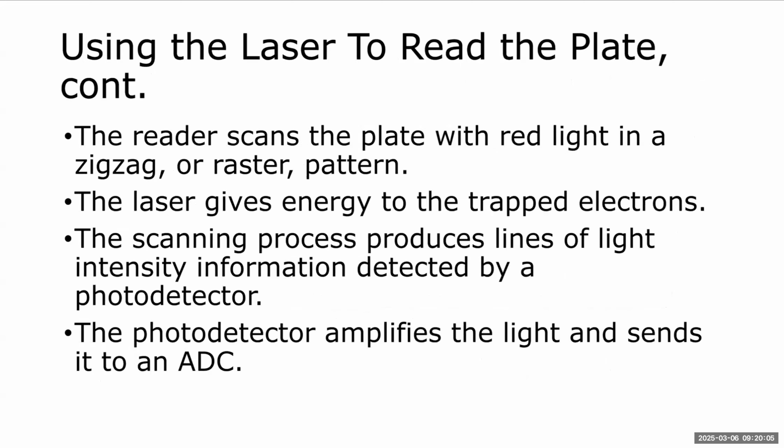The reader generally scanned the plate with a raster pattern or zigzag. It gave energy to those trapped electrons that were stored in the phosphors in the CR plate. Then the scanning process would produce lines of light intensity information that was detected by the photodetector. That photodetector would then amplify the light and send it to the ADC, or the analog to digital converter.